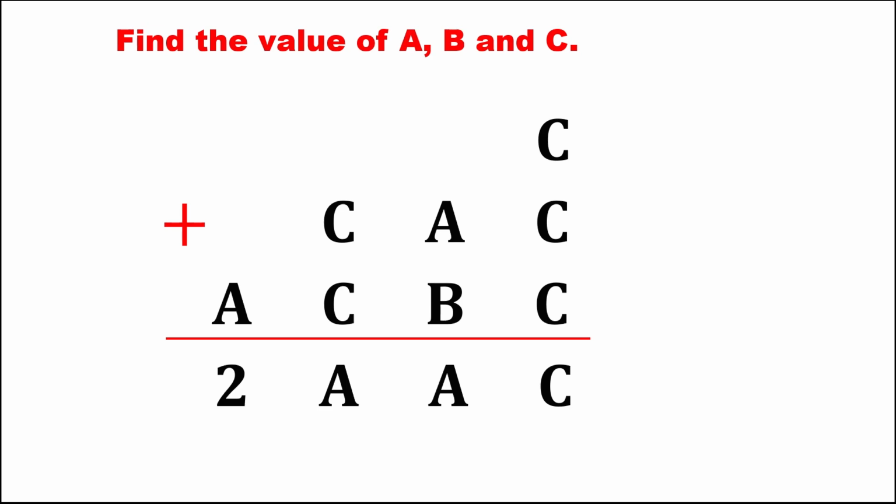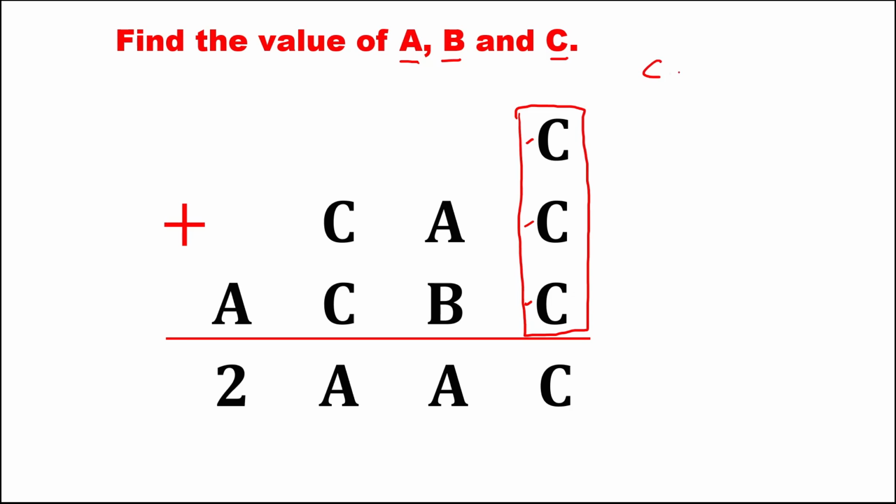So for this problem, to find the value for A, B, and C, from this given equation, first, we need to find the value for C. Now take note that for the value for C, multiplied by 3 because there are 3 C's, the answer must contain the value for C.